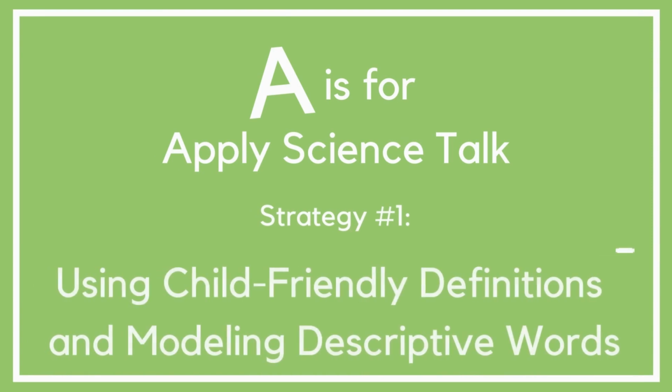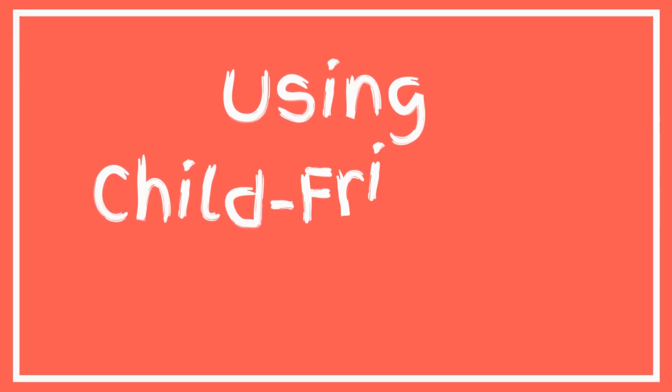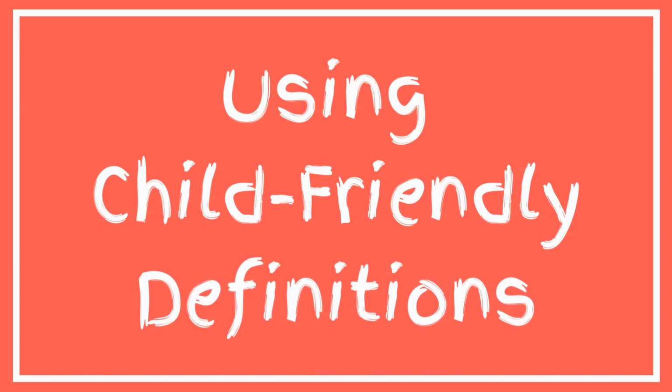In this video, we're going to talk about the Apply Science Talk strategies using child-friendly definitions and modeling descriptive words. When teaching new science concepts, children will likely encounter some new words and concepts that they have not used before. To help them learn these new words and related concepts, you can use child-friendly definitions. Child-friendly definitions are definitions that explain the meaning of new words using everyday words that children already know.